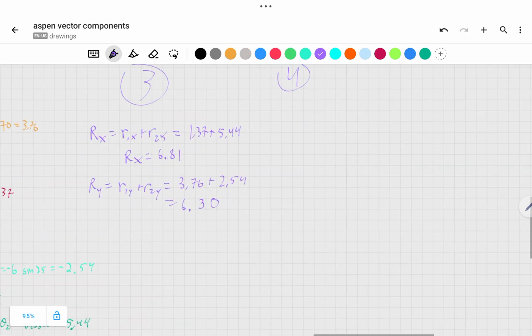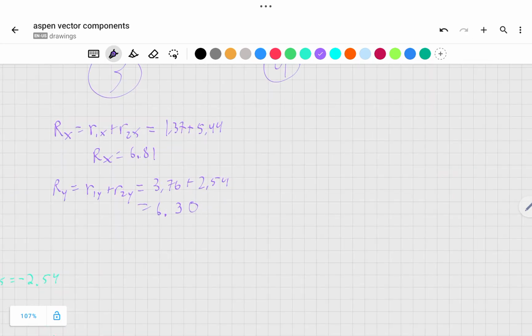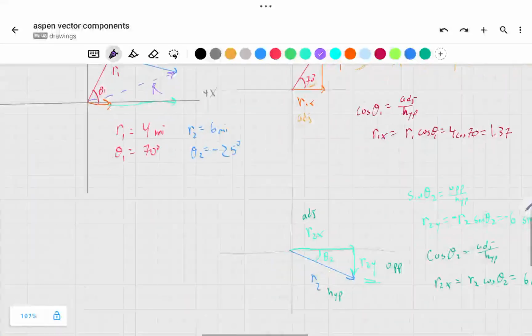So that's step 4. So I'm drawing my new triangle, and my new triangle just goes over a bunch. So that's 6.81, and it goes up almost as much, which is 6.3. And then my result is big R. So this is R in the x, this is R in the y. And I want to find two things. I want to find the size of the hypotenuse here, so the total distance from beginning to end. And I also want to find the angle. Okay, so that's my final steps, right?